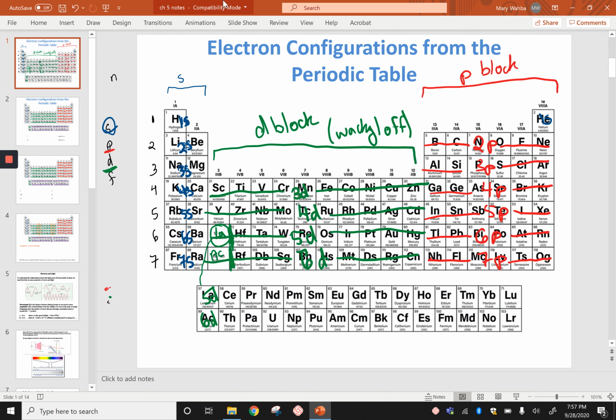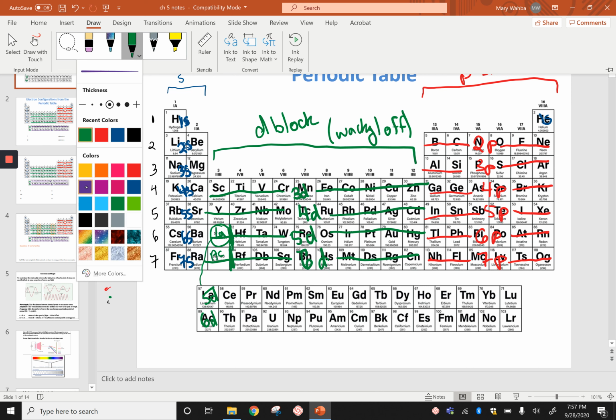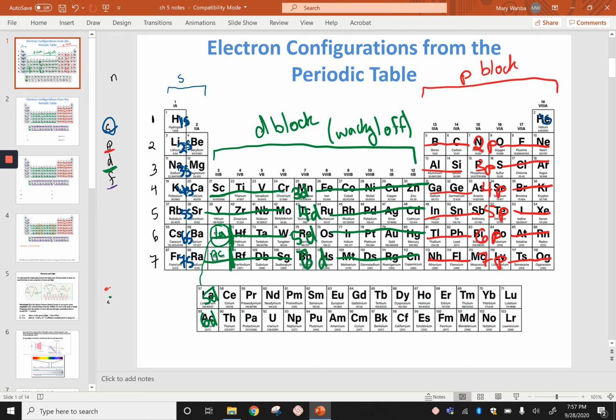Okay, the last one is F. Let's do that in purple. F has 7 orbitals, which means you can hold up to 14 electrons. Do you see a block of 14? Well, that's all what's left, right here. There's the F block, and F is even wackier than the D. It is 2 off from the count.